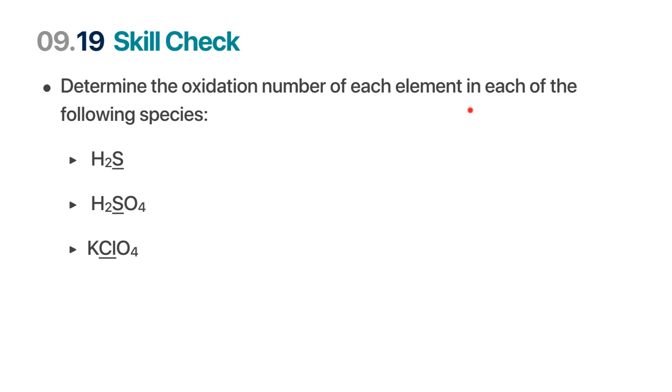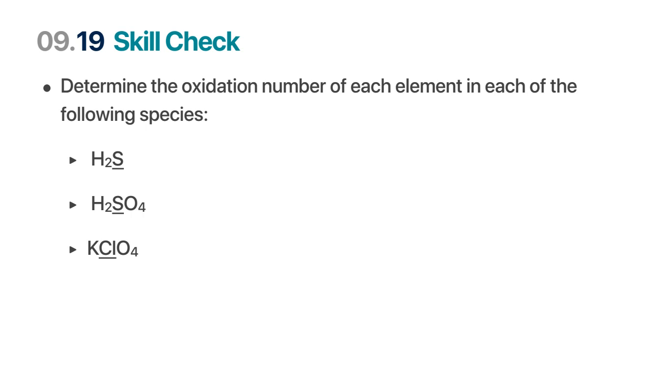Determine the oxidation number of each element in each of the following species. Now, we talked a lot about oxidation numbers, and I think there's understanding involved and there's applying involved. Applying is actually a lot easier than anything else. What you can do is simply create an equation to find the unknown oxidation states.